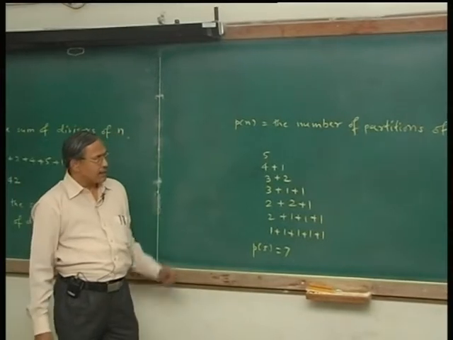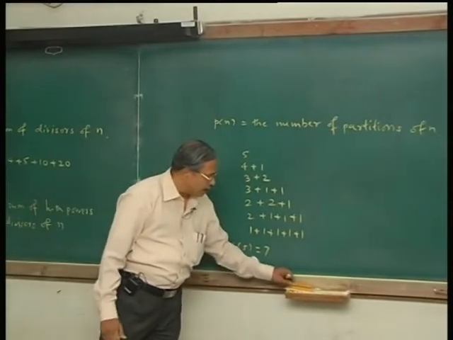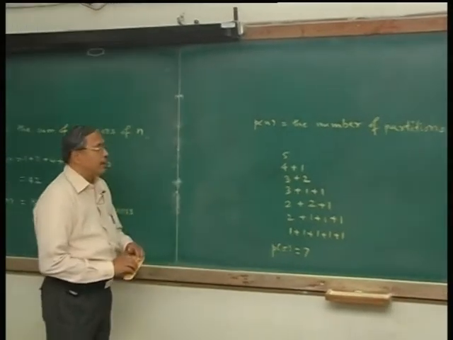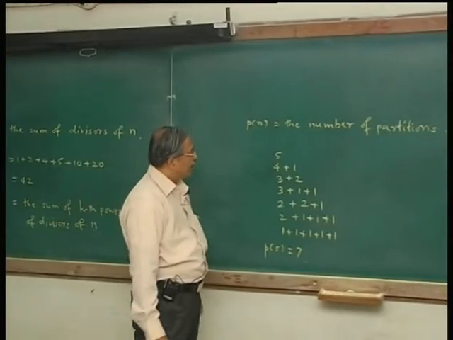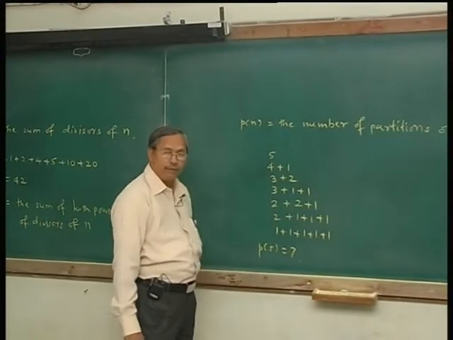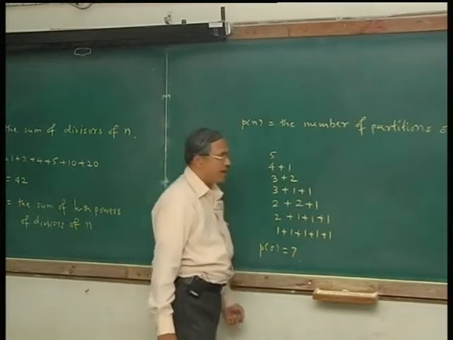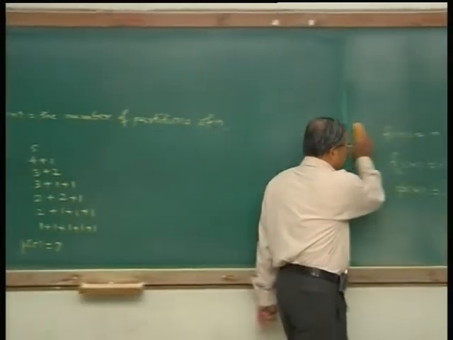This is an interesting function and it appears in many contexts in combinatorics. And Ramanujan gave a formula for P of n which is well known. Hardy and Ramanujan gave a formula.